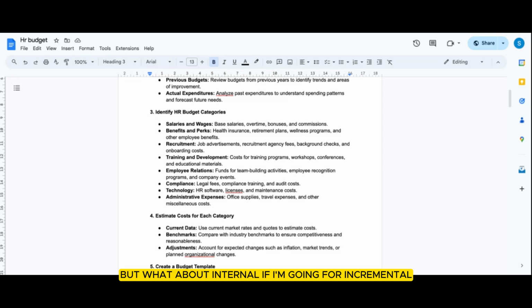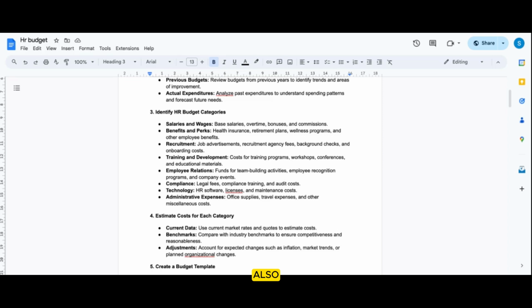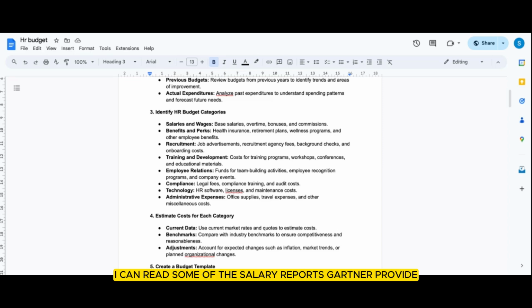But what about internal? If I'm going for incremental, then I have to see the historical data, the previous year, a few years of data, to see how the inflation has increased year on year. Also, I can read some of the salary reports Gartner provides. So many organizations give salary reports year by year. You can analyze how much increment is happening year on year and what our expectation is. There are some prediction reports also on the salaries which you can analyze, and that percent of inflation you can put on the last year's salary.